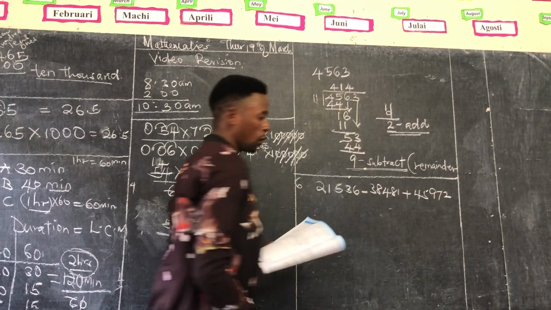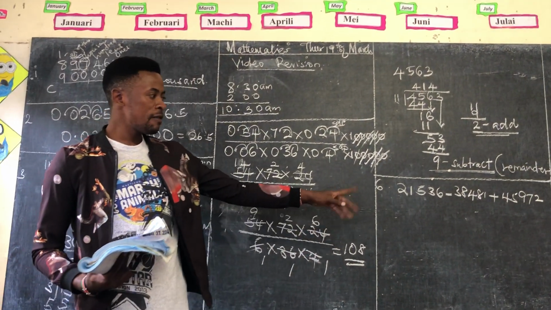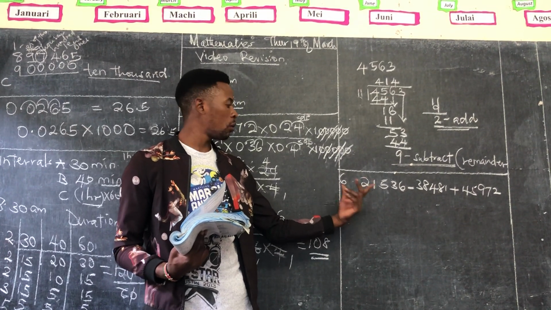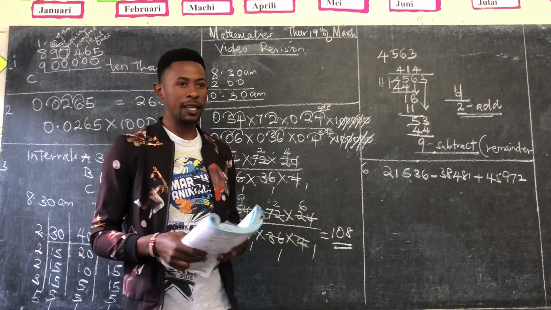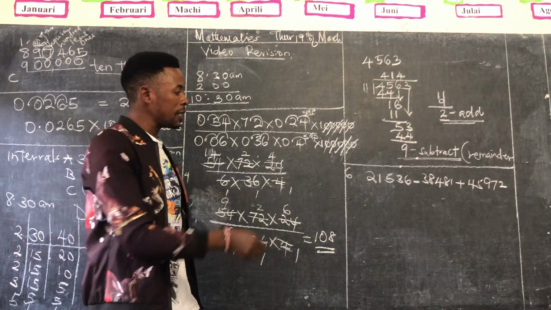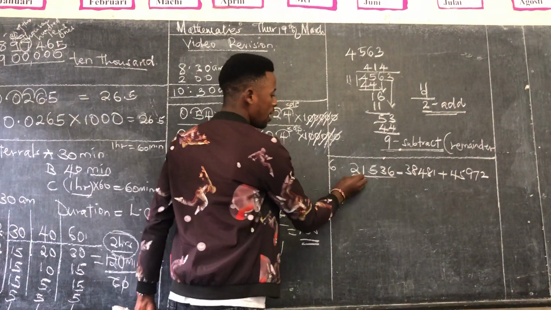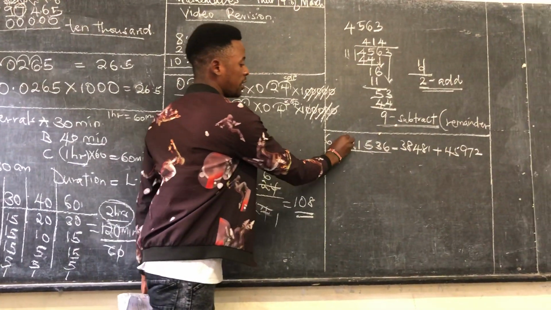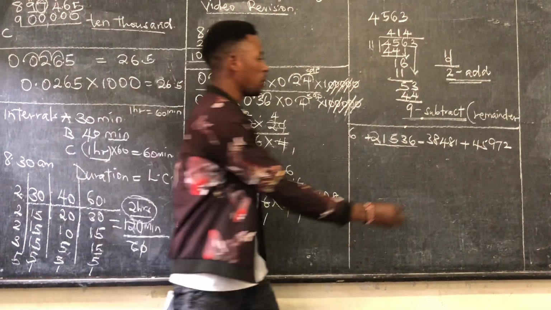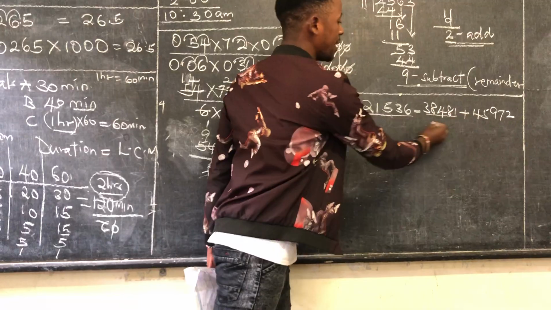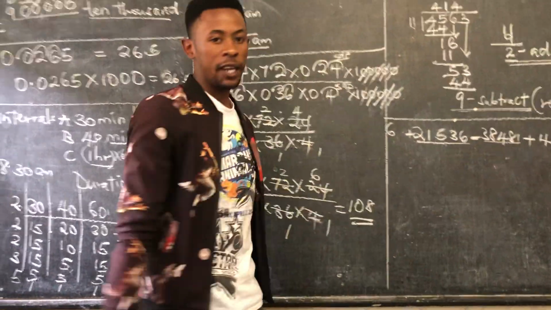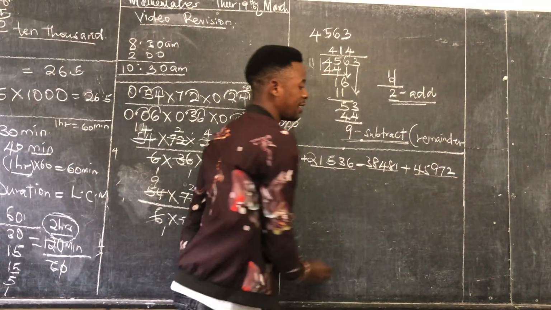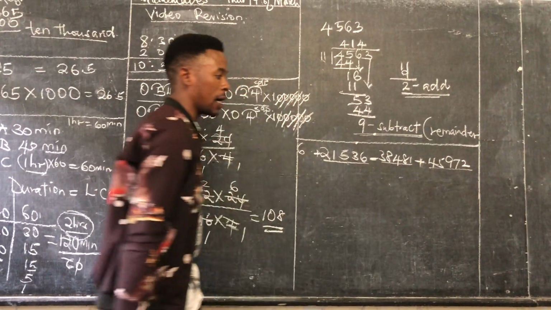45,972. So I've ever told you that every number has a sign, or every number bears a sign with it. So if you consider our first number, 21,536, that's a positive number. 38,481, it's a negative number. And 45,972 is a positive number.